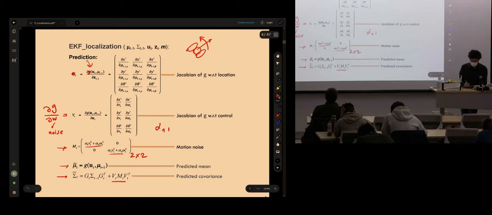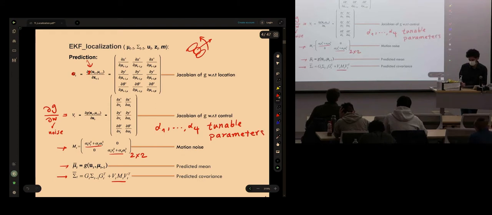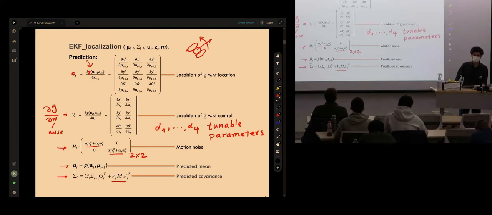Yeah, alpha 1, alpha 4, tunable parameters, user-defined parameters. Maybe your vehicle is big or small, depending on how it moves, and maybe you need to tune them if you're going to choose this model. Maybe you choose a constant and you get the same answer too. Depends on the problem, so you need to look into it.